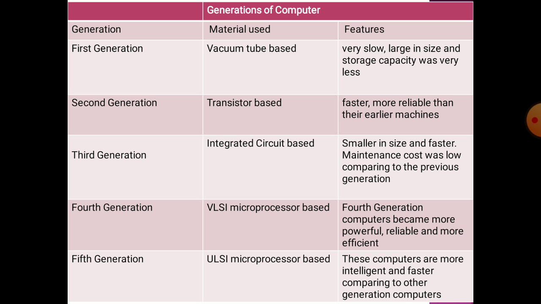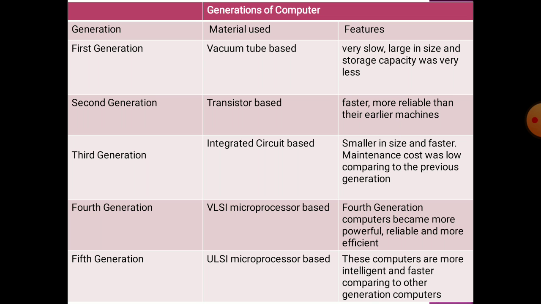Coming to the second generation, we used transistors, which are faster and more reliable than the first generation. In the third generation we used ICs, that is integrated circuits, smaller in size and faster. Maintenance cost is very less compared with the first and second generations. In the fourth generation we used microprocessors and VLSI, very large scale ICs. Here the computers became more powerful, reliable and efficient compared with the previous three generations.